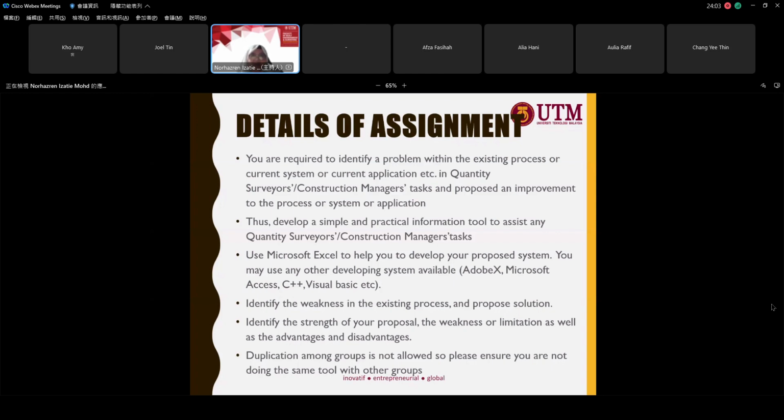Because there is no perfect system in the world, you need to identify what your system is lacking, and what you can improve if you have time, money or capital to make the system complete. Then, duplication among groups is not allowed.